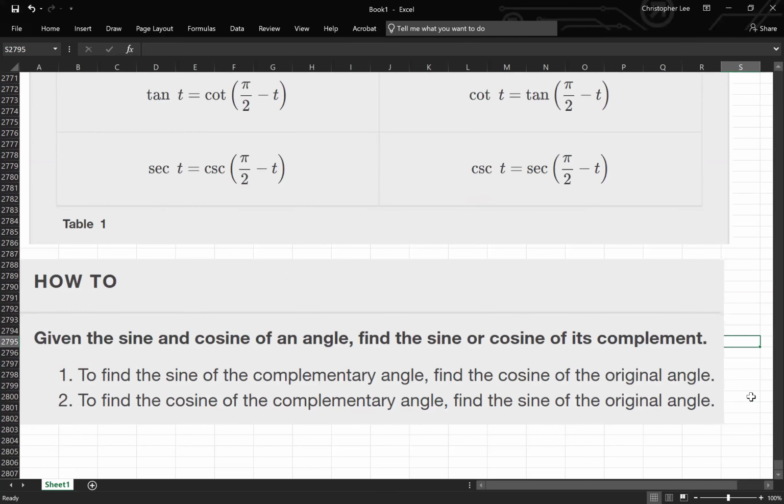Let me give you a little how-to. Given the sine and cosine of an angle, you want to find the sine or cosine of its complement. Here's how you do it. To find the sine of the complementary angle, find the cosine of the original angle. And to find the cosine of the complementary angle, find the sine of the original angle. There you go.